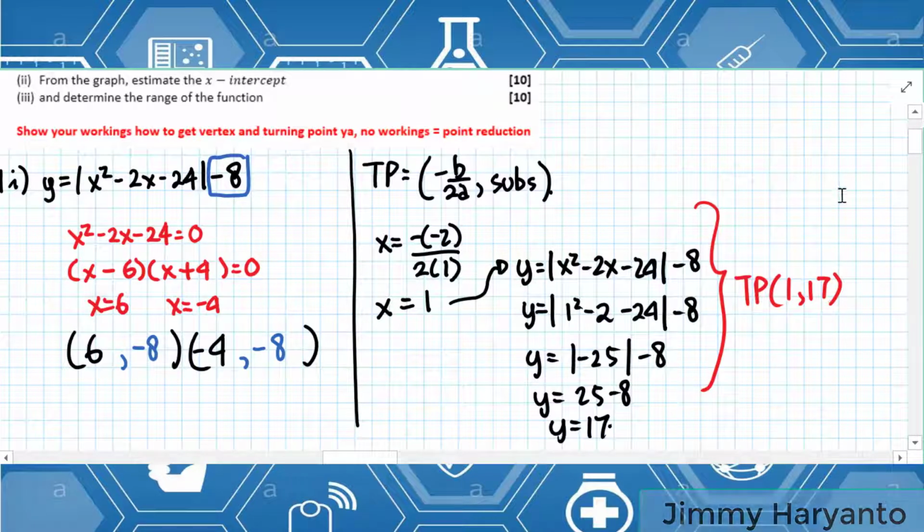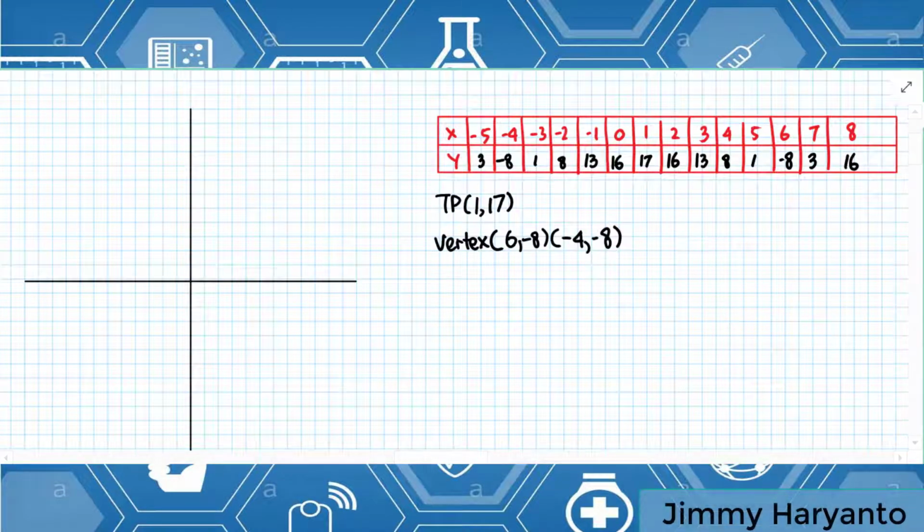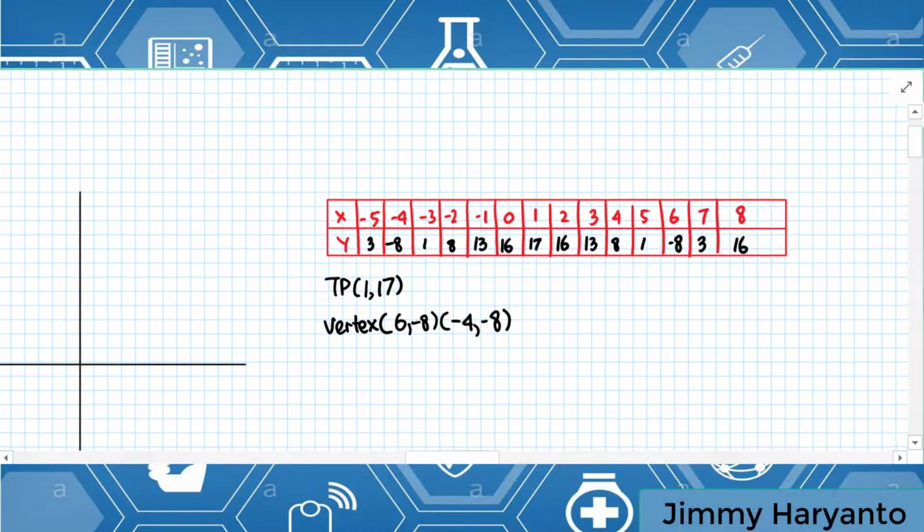Okay, next you have to create a table. The domain is already given from negative 5 until 8, so you have to create negative 5 until 8. Okay, so the table will be like that, negative 5 until 8, and then you have to calculate the y. I will give you an example how to find the y.